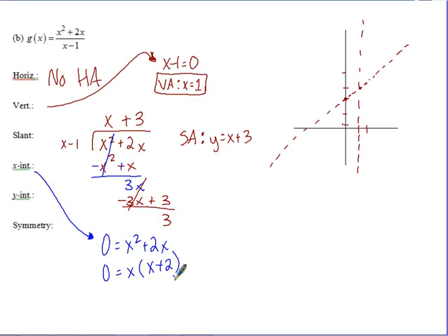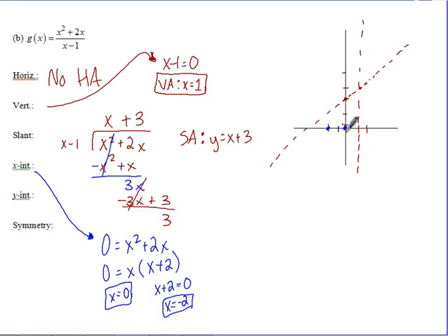Now what can you do? Separate them and solve. Because remember, what this is saying is that the first thing times the second thing is equal to 0. And the only way to multiply two things and get 0 is with 0. So separate and solve. Essentially you have two equations: x equals 0 and x plus 2 equals 0. Well, this one's already solved. And then x equals negative 2. So I have two x-intercepts, one at negative 2 and one at 0.